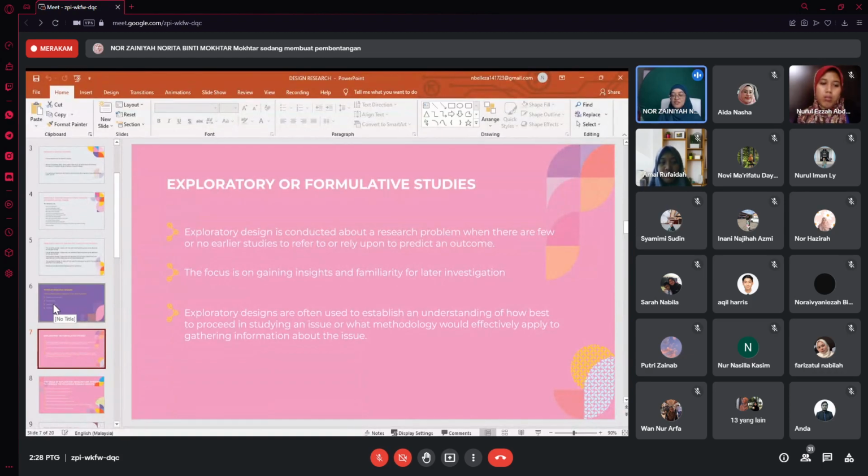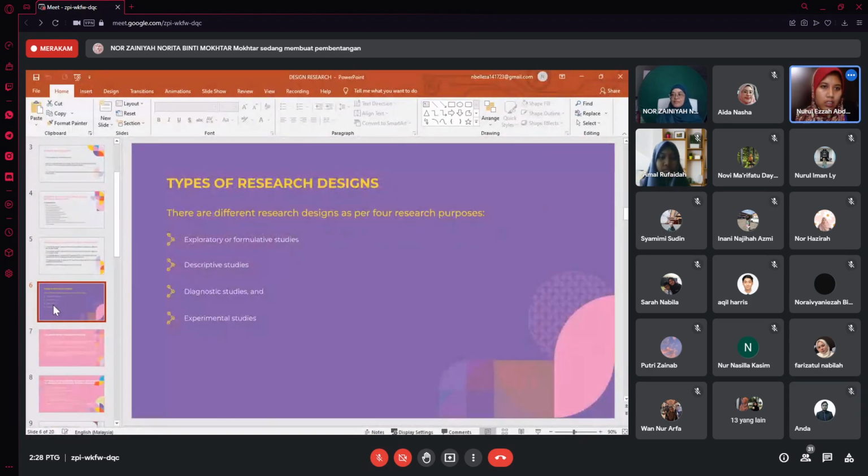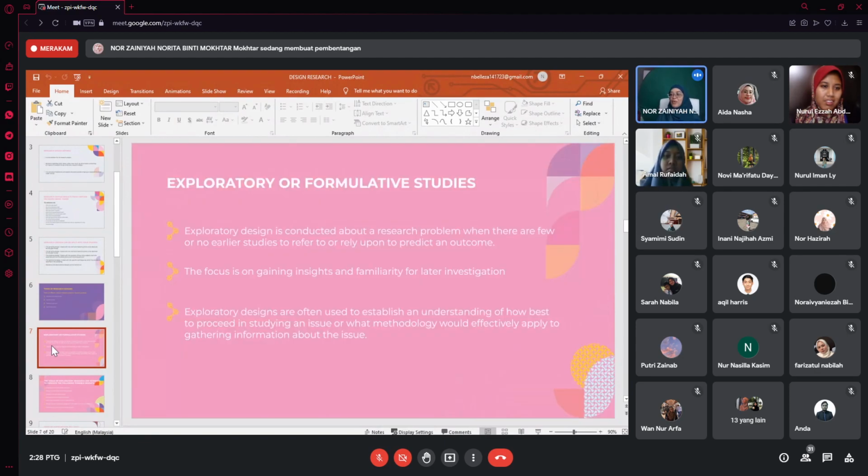What do you see on your screen? Exploratory or formulative studies, slide number 7. Now it's 6. Okay, slide number 6. This is the types of research design. So we're going to go through it one by one. I've actually gone through the first one on my own and I lost you. Well, you lost me.